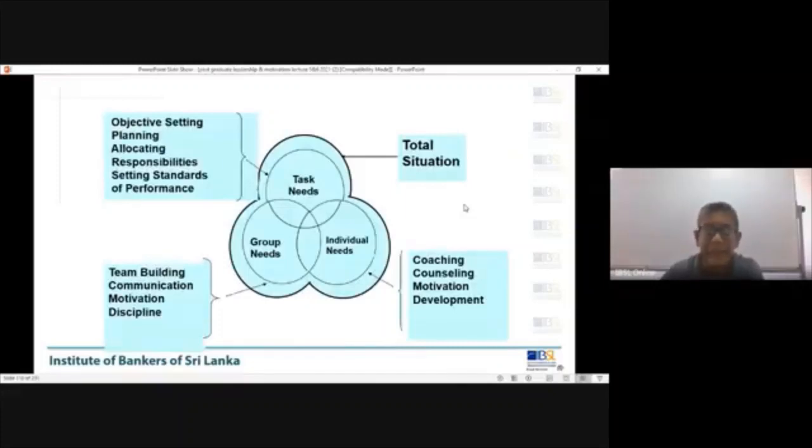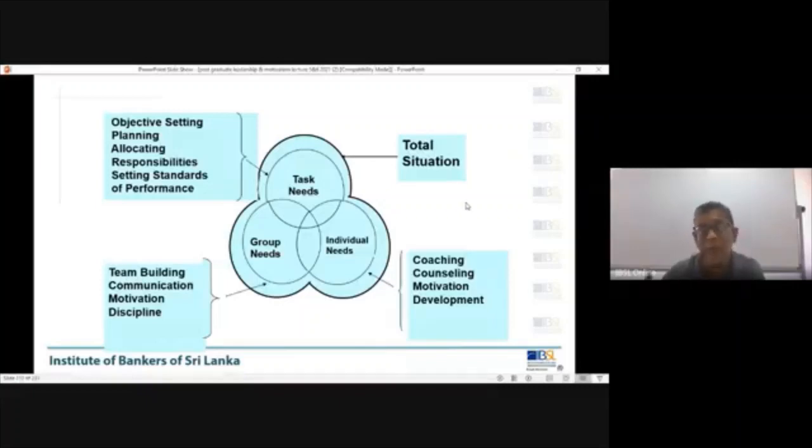One is a task need, right? Group needs, and individual needs. Now they take into account the situation. They take into account all these three, right? Now, for a task, as I explained to you, objective setting, planning, allocating responsibilities, and setting standards of performance are all task oriented. Group needs are team building, communication, motivation, discipline, cohesiveness, things like that.